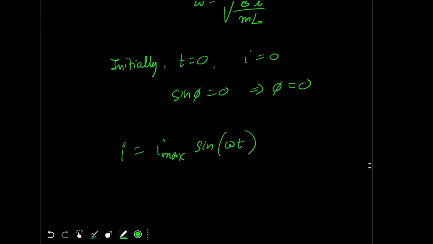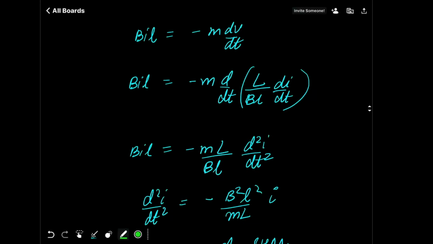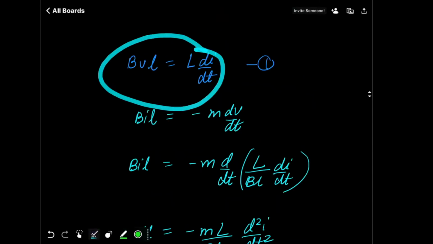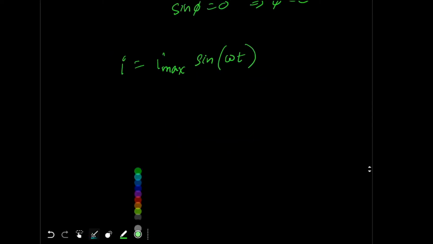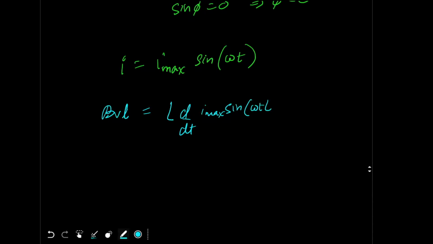That's it. Okay. Now again using the equation 1, BvL is equal to L di by dt. So BvL equal to L d by dt of I max sine omega t.